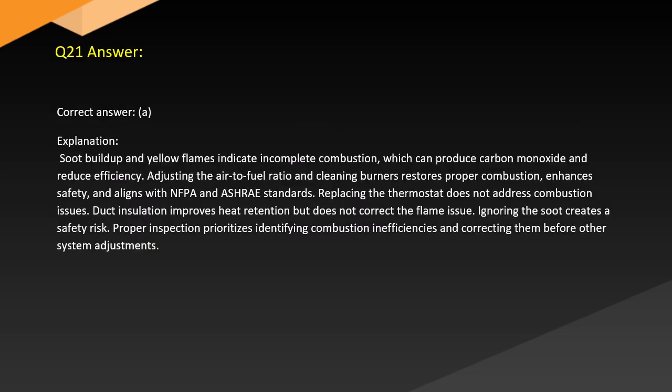Answer. Correct answer, A. Explanation. Soot buildup and yellow flames indicate incomplete combustion, which can produce carbon monoxide and reduce efficiency. Adjusting the air-to-fuel ratio and cleaning burners restores proper combustion, enhances safety, and aligns with NFPA and ASHRAE standards. Replacing the thermostat does not address combustion issues. Duct insulation improves heat retention but does not correct the flame issue. Ignoring the soot creates a safety risk. Proper inspection prioritizes identifying combustion inefficiencies and correcting them before other system adjustments.